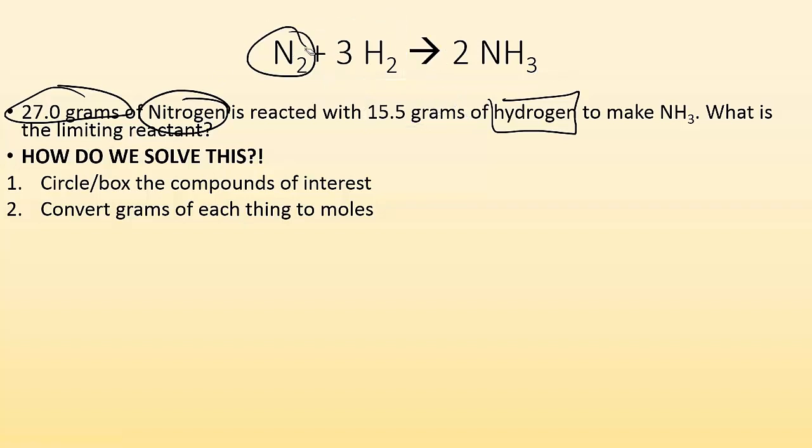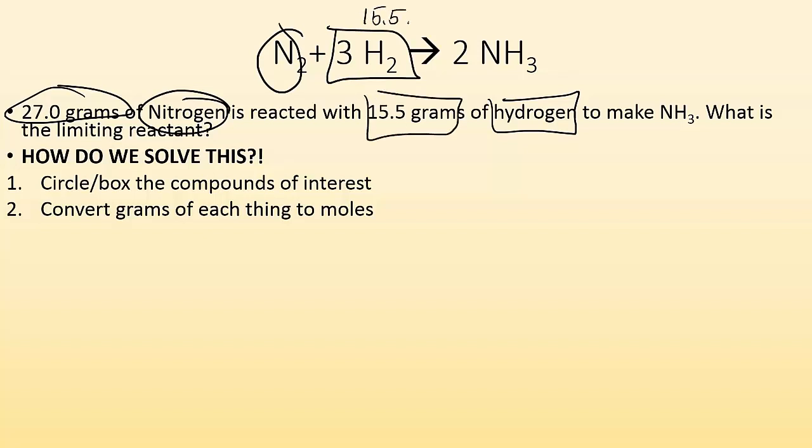So let me free up some room here and do my boxing and circling a little bit smaller. So I'll go, all right, I got 15.5 grams of hydrogen. So I'm going to put that up top, 15.5 grams. And nitrogen, I got 27.0 grams. And now I'm going to convert that into moles. So I got to look up and figure out N2's gram formula mass, which is going to be that 28.02 because it's 2 nitrogens.